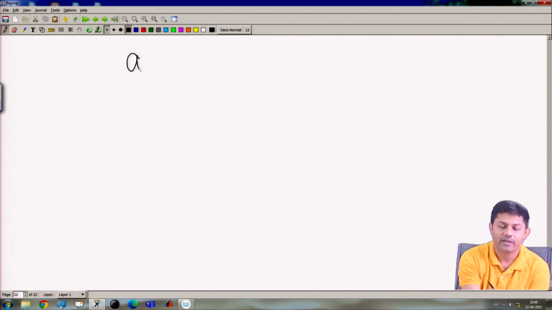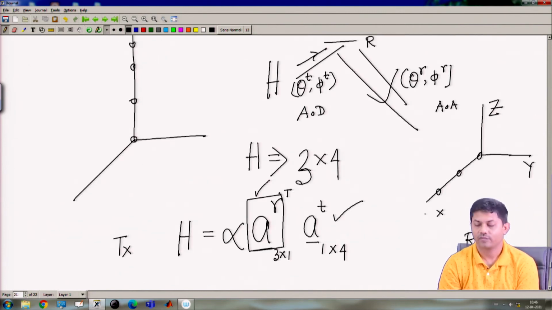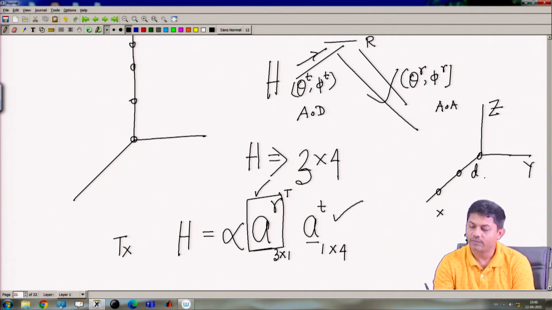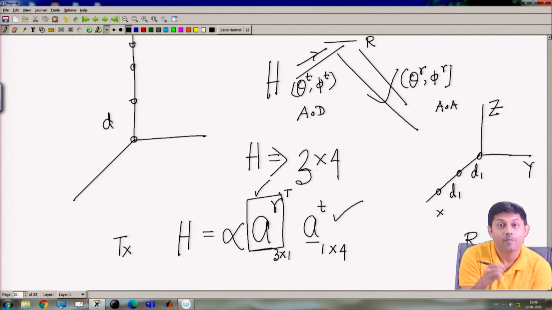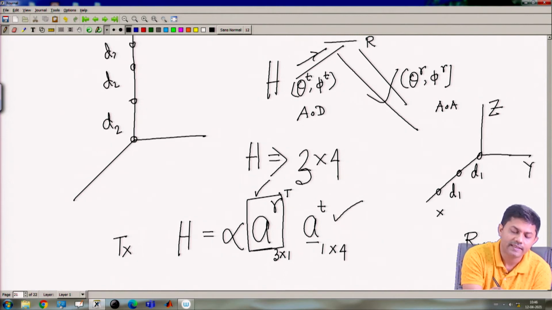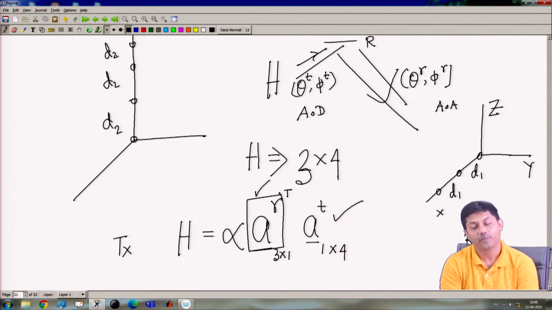Now, let us form the AR vector. It is in the x direction. Let us see the distance among them is d1, d1. I try to make it slightly different, which is more practical. Let us say this is d2, this is d2, this is d2. That means the distance between two consecutive antennas is d2 on the transmitter side, but d1 on the receiver side. There is no such relationship that you have to make them all equal.